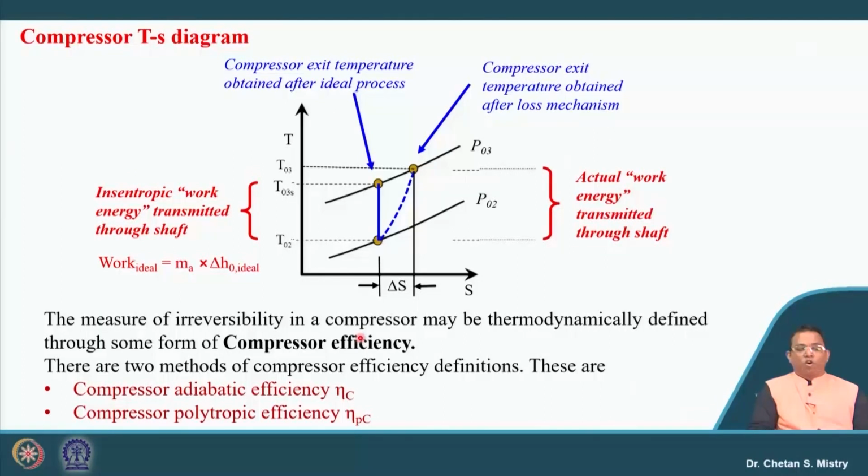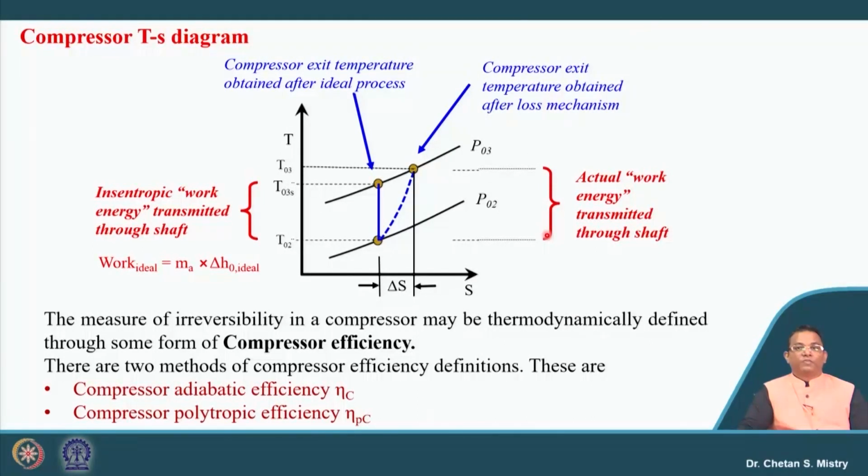Now, let us put this compressor on a T-S diagram. As we have discussed earlier, the compression process is represented by an isentropic process, raising the pressure from P02 to P03, and this represents my actual compression work. Because of irreversibility my entropy increases, and that gives my exit temperature higher compared to my isentropic temperature. So, this represents my isentropic work done, and this represents my actual work done.